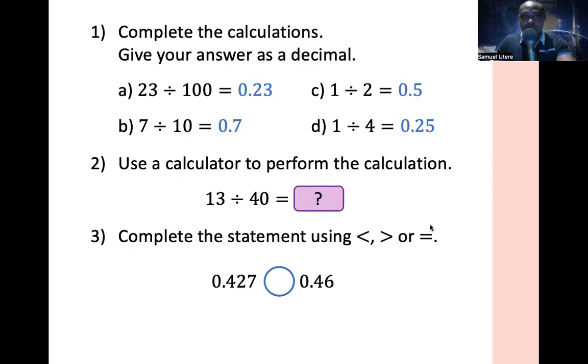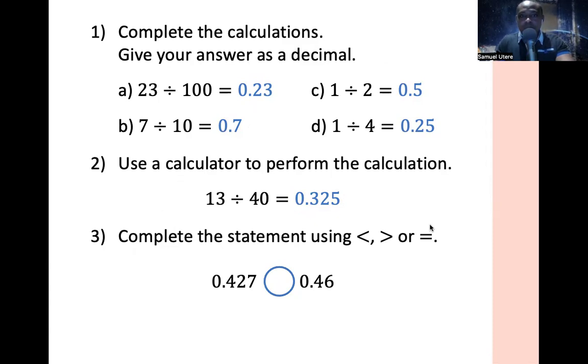The next one, you were asked to use a calculator to perform the calculation. The way to do this, I'm sure you should know how to use a calculator from your primary school days, is you type 13, you press the division sign, and you press 40. That should give you 0.325.